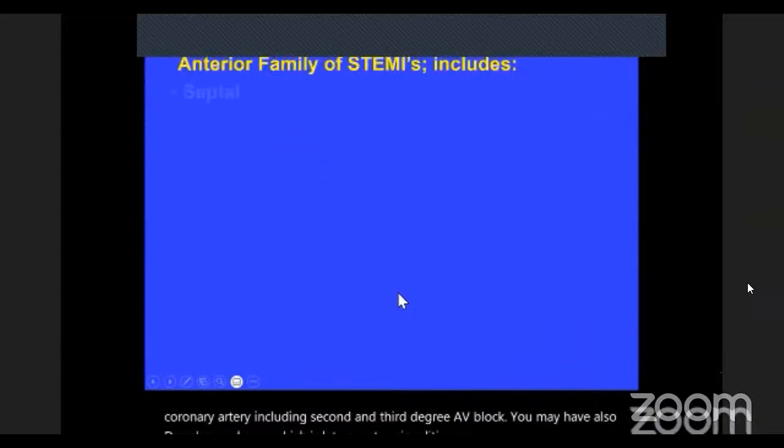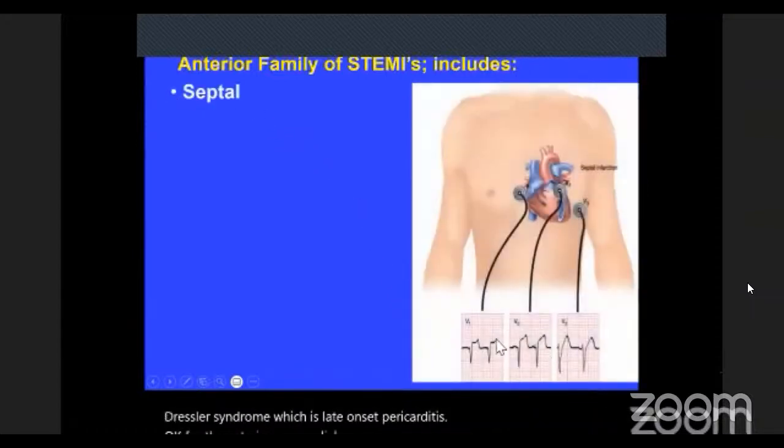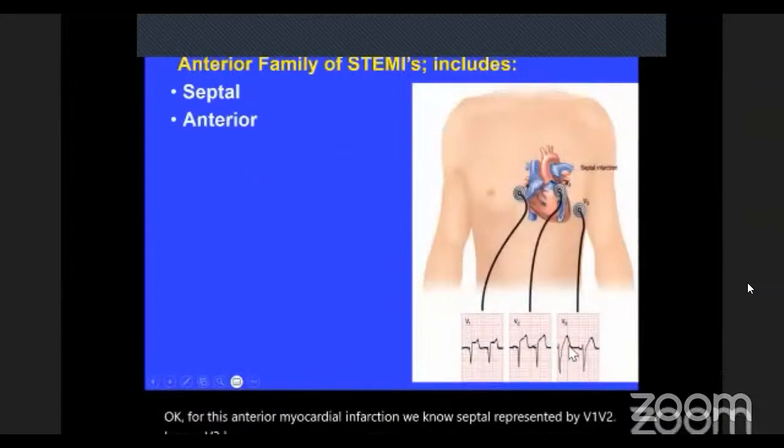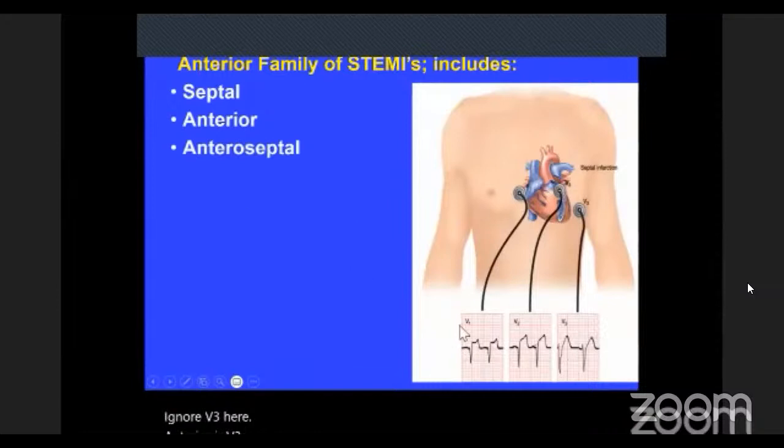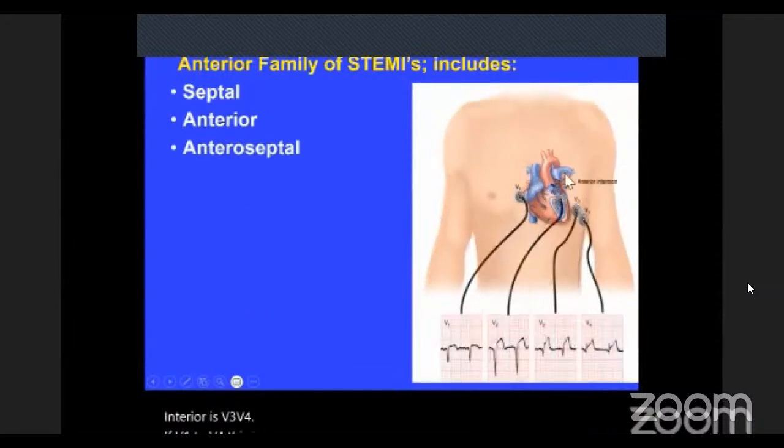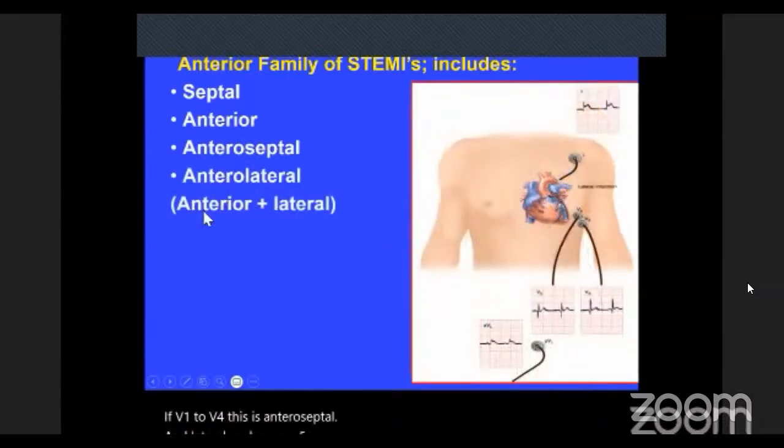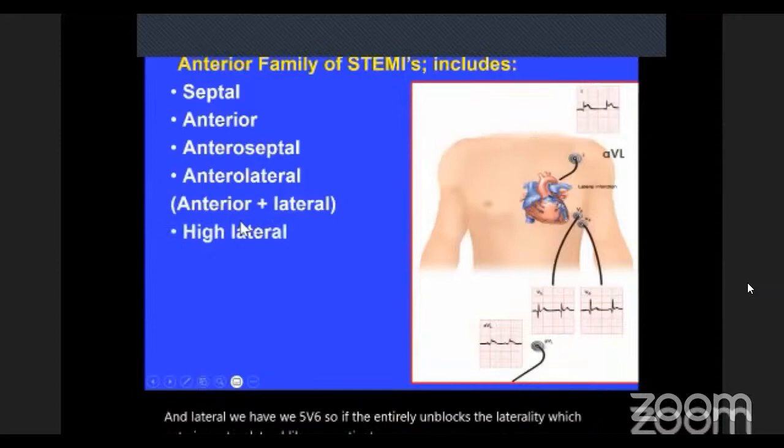Okay, for the anterior myocardial infarction, we know septal is represented by V1, V2. Ignore V3 here. Anterior is V3, V4. If V1 to V4, this is anteroseptal. And lateral, we have V5, V6. So if the anterior leads plus the lateral leads, this is anterolateral, like our patient. Or we may see changes only in high lateral, which is lead 1 and AVL.